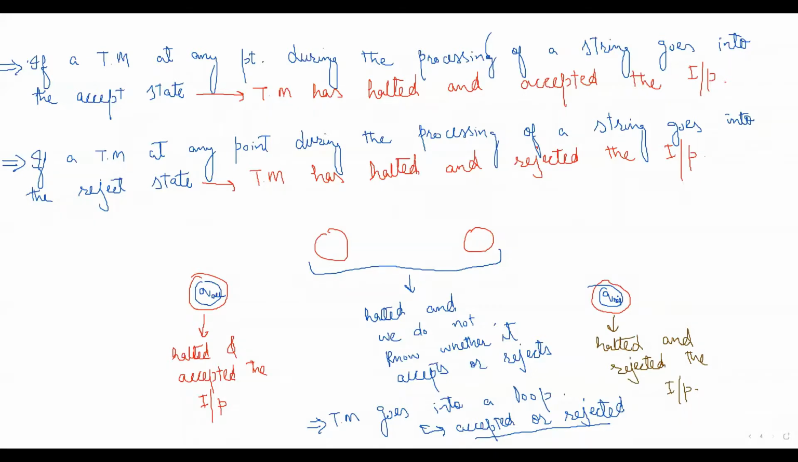Now let's write a small example here. Let's say we have to design a Turing machine for the following language. The language is L equal to W belongs to {a, b}* such that W ends with b. So we have to design a Turing machine for this particular language.